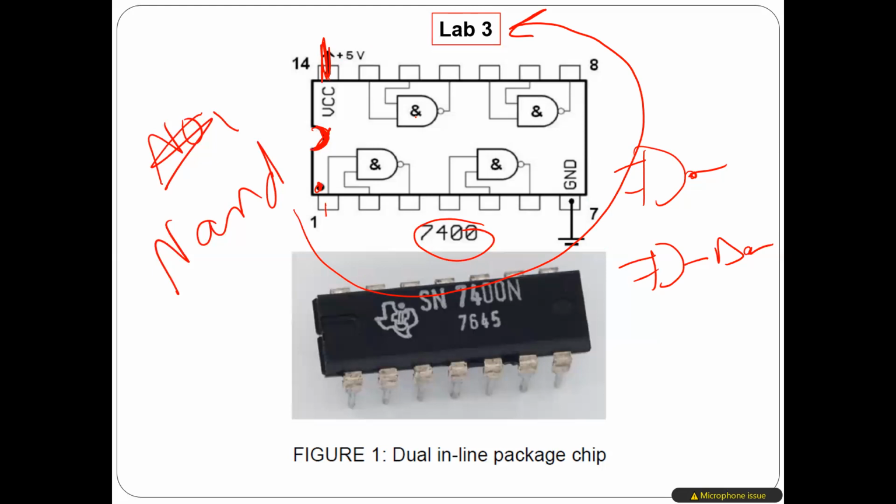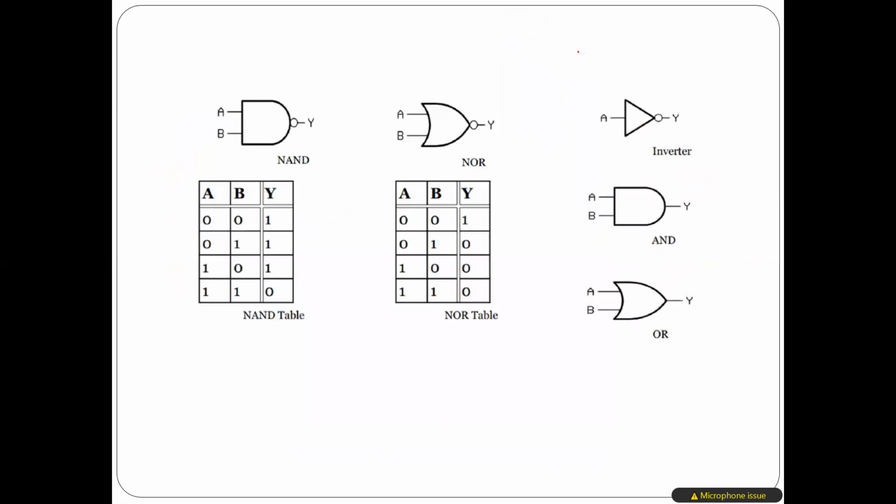And then after that, you have here four NAND gates. So for example, if I want to use this one, I can use these two pins as input, and I take the output from here. If I want to use this one, input and output, and so on. This is just the truth table for NAND and NOR. I think I already explained it in the last lecture.